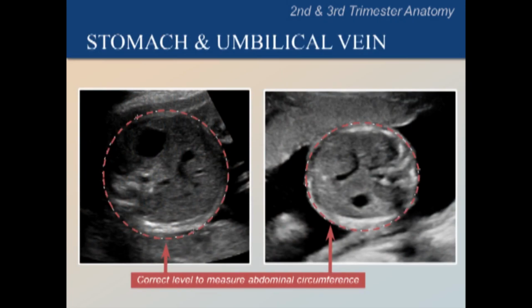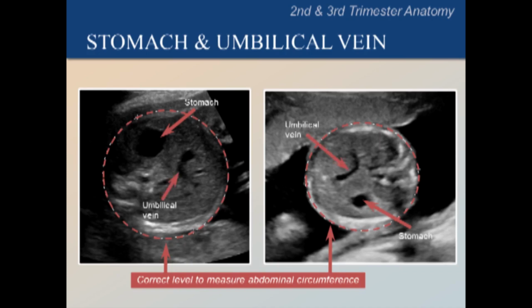This is the correct level in the abdomen to measure the abdominal circumference, and we will discuss why in a moment. First, let's point out the stomach in each image. The stomach is anechoic, black, because it contains fluid. The stomach normally varies in size.